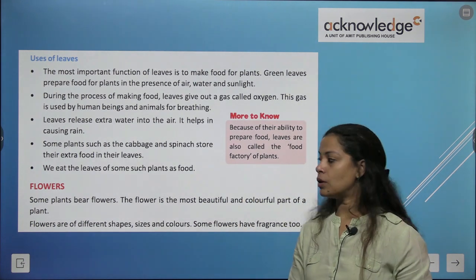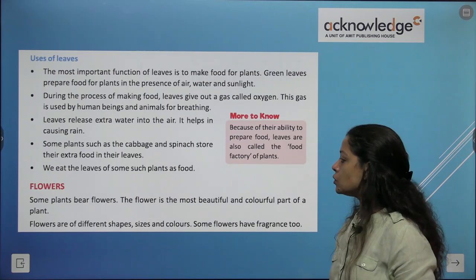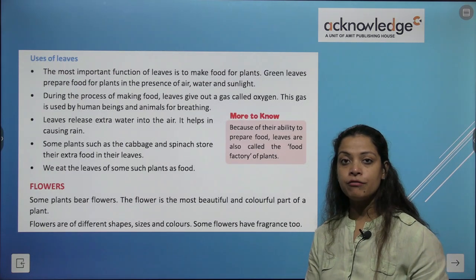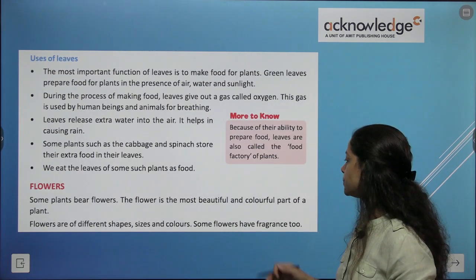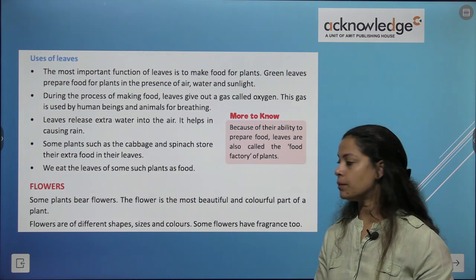Now let's come to know about flowers. So some plants they bear flowers, and the flower is the most beautiful and colorful part of a plant.